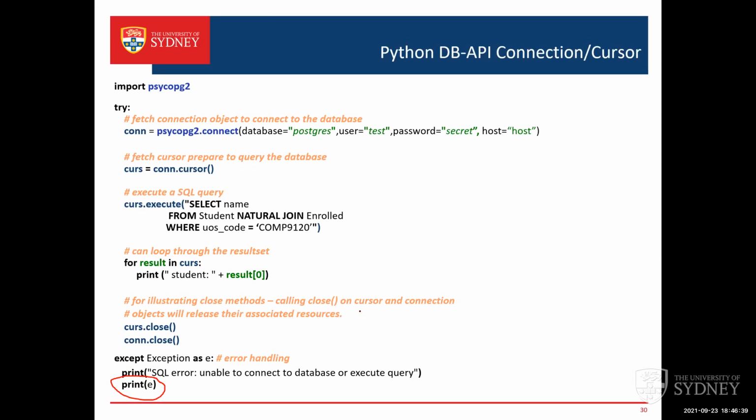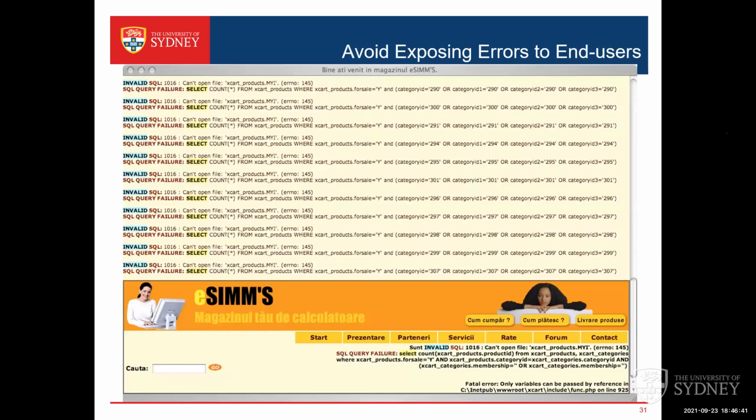If you print something like this, this is what the output could look like if something goes wrong in your web page. Although we have no idea about their database, we can have some idea that there is a table called xcard_product, right? There are some attributes like category ID, xcard_product.for_sale, right? So we can have some idea.